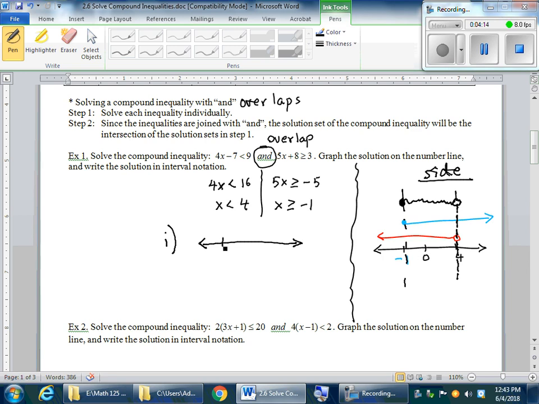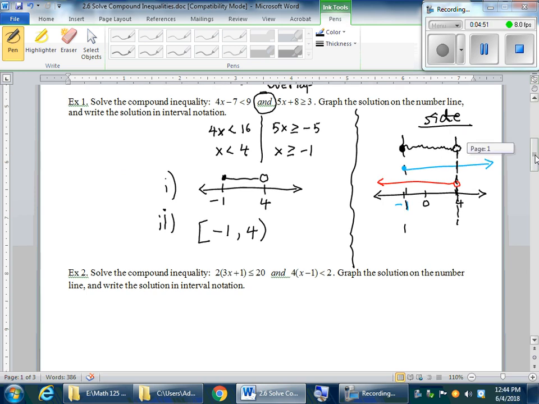So here's negative 1, here is 4, and my answer has to be in between these two values. Finally, interval notation goes from the smallest value to the largest value, so negative 1 to 4. Negative 1 is inclusive and 4 is not inclusive, so we use a bracket and a parenthesis, and that will be our solution.